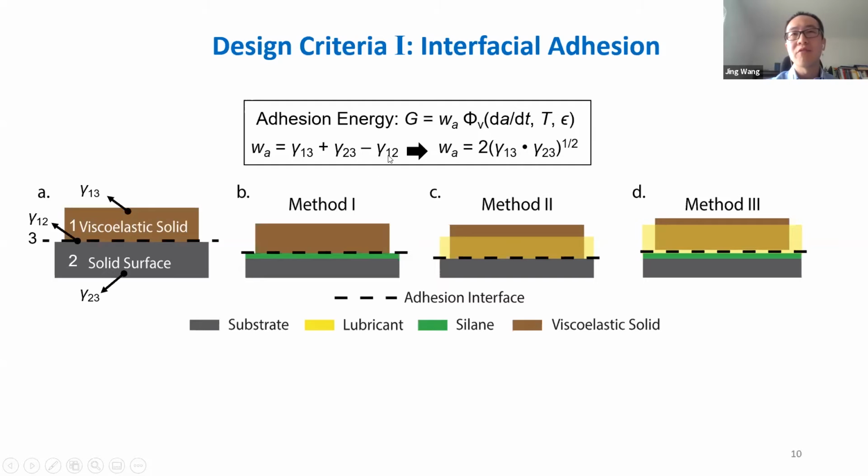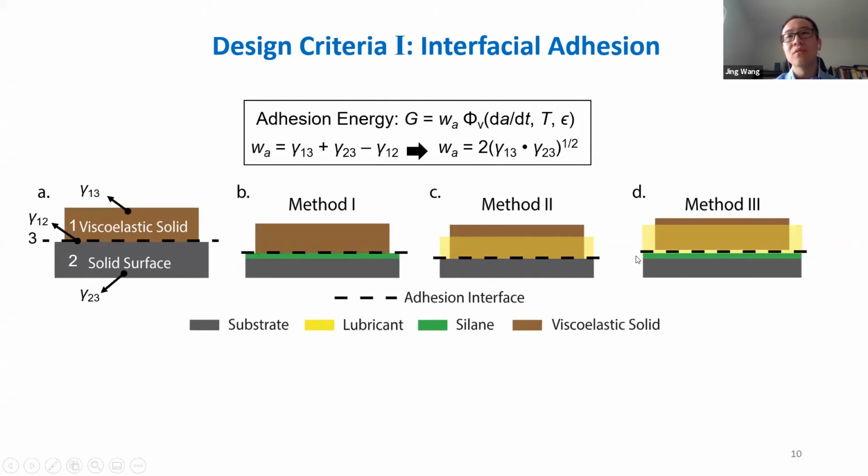So this equation can be further simplified by the Good equation like this. We only need to consider the surface energy of the viscoelastic solid and the solid surface. Traditionally, there are two methods to reduce the adhesion. One is to lower the surface energy of the solid surface by silanization or polymer deposition through CVD or PVD. Another method is just lubrication. The lubricant can be generally absorbed by the viscoelastic solid and further reduce gamma 1,3.